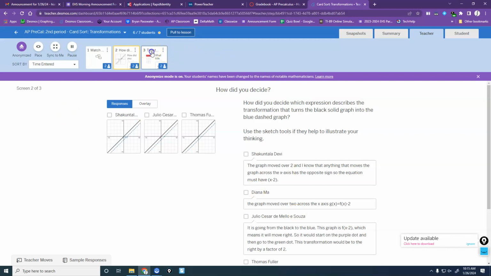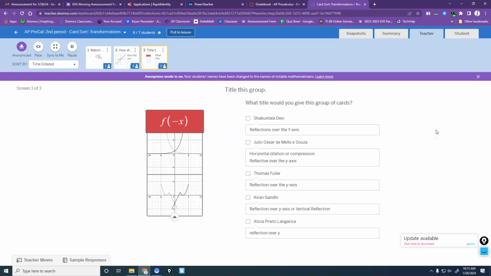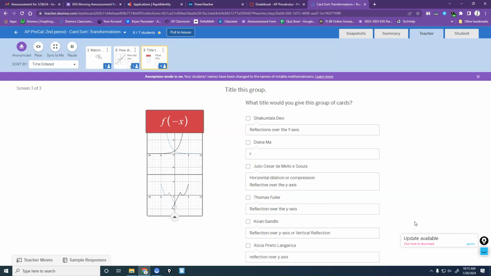All right, and let's see what you guys put for the title here. Okay, reflections over the y-axis. Reflections over the y-axis, mostly. Let's see, vertical reflection. I probably wouldn't use the phrase vertical reflection. You are reflecting over that vertical line, but it's probably not specific enough, because when you reflect over the x-axis, it's your y-coordinates that change. And so I probably just wouldn't use the phrase vertical reflection.